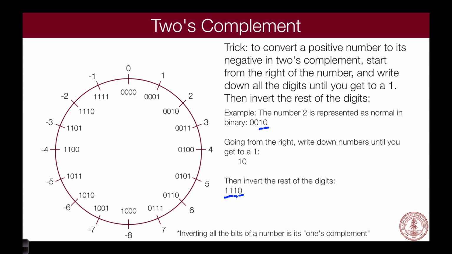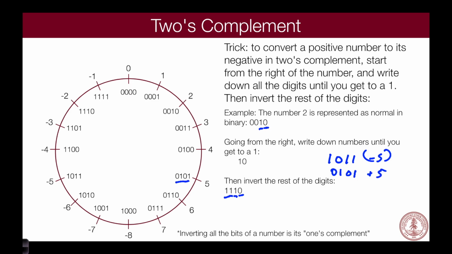Oh, by the way, it goes in reverse too. If we want to convert negative 5, let's say 1, 0, 1, 1, that's negative 5. If we want to convert that to its positive notation, the trick way is to write down numbers until you hit a 1. Well, we hit a 1 and then flip all the other ones. 0, 1, 0, 1 happens to be positive 5.